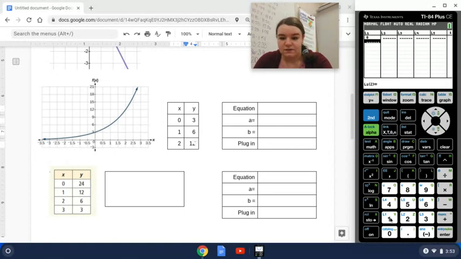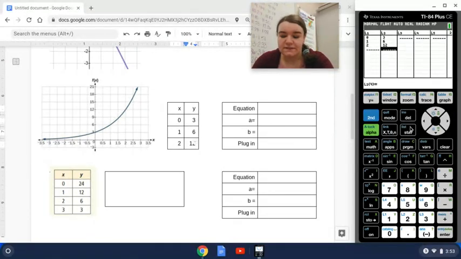I have 0, 1, 2, and then my corresponding y values are 3, 6, and then 12. Make sure you line them up correctly. It should look just like your XY table.